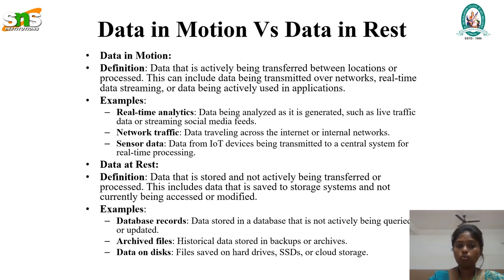Data at rest. Definition: data that is stored and not actively being transferred or processed. This includes data that is saved to a storage system and not currently being accessed or modified. Examples: data records, archived files, data on disk.